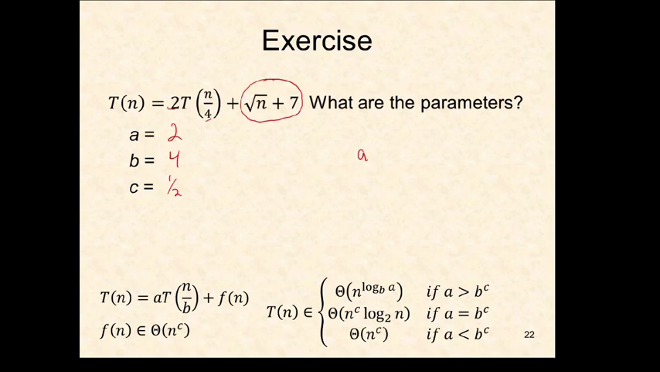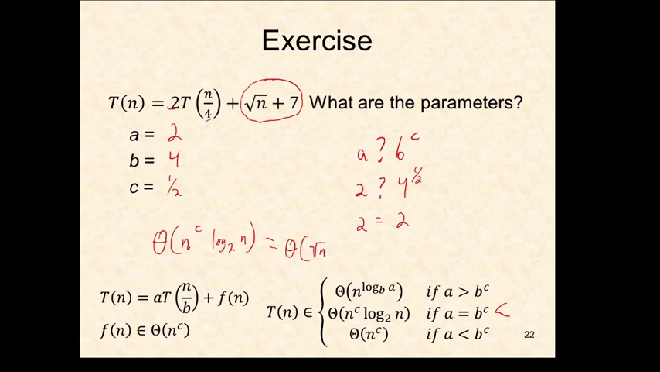So we want to know, how is A related to B to the C power? All right, so I've got 2. How is 2 related to 4 to the 1/2 power? Well, 2 is equal to 2. Okay, so that tells us we're here. So we're in this region. We've got big theta n to the cth power times log base 2 of n. Well, n to the cth power is square root of n, log n.